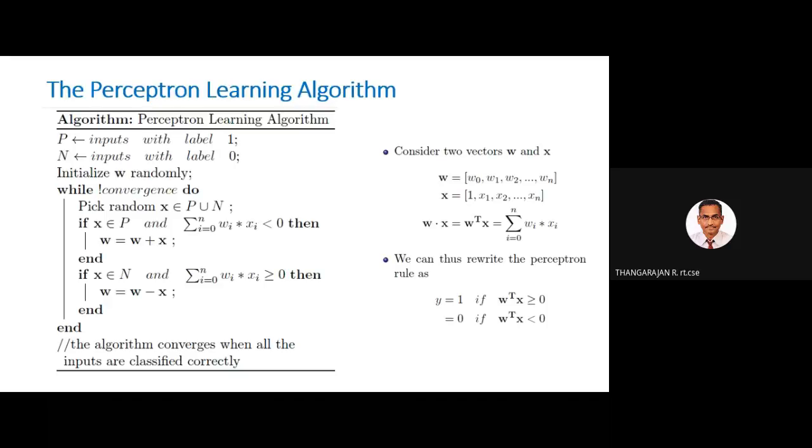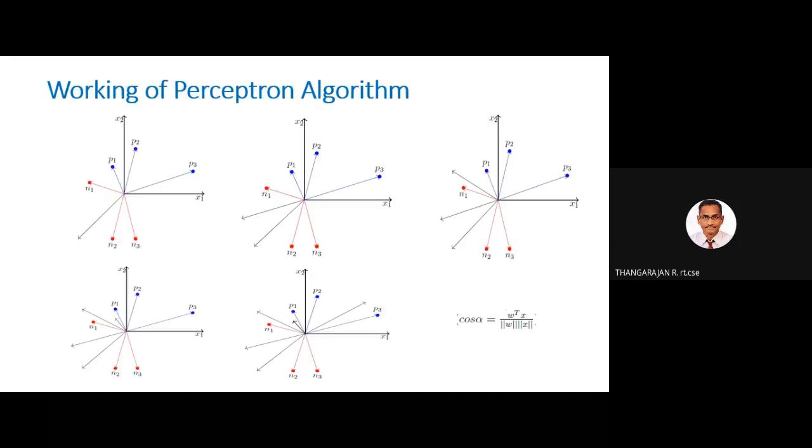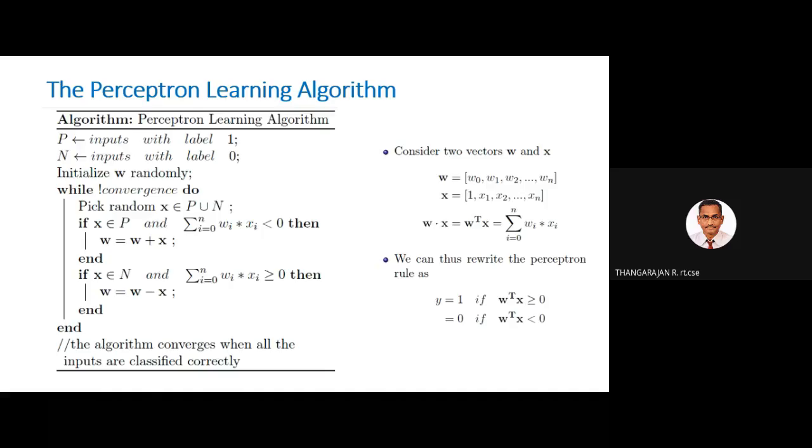You can do it on paper. You take a row vector and a column vector, you multiply them, and you get a scalar value. That scalar value is the dot product, W dot X. So this you have to remember. If this W dot X happens to be greater than 0, the output is 1. If W transpose X happens to be less than 0, Y is 0. This you have to remember.